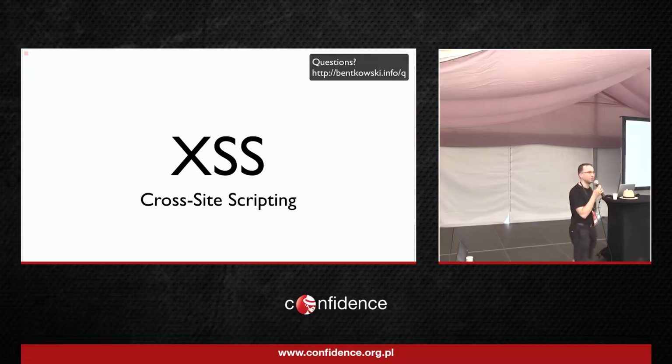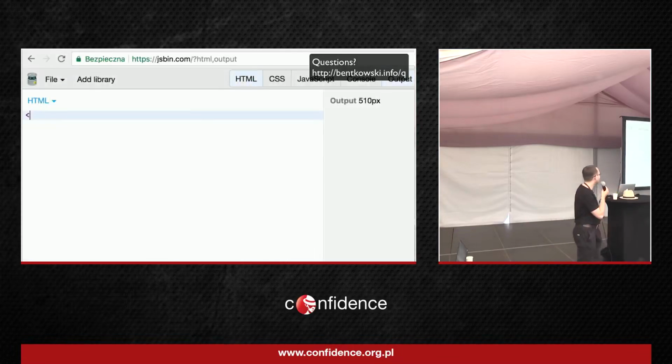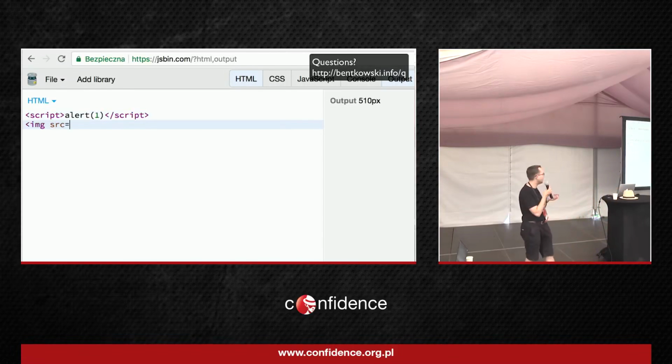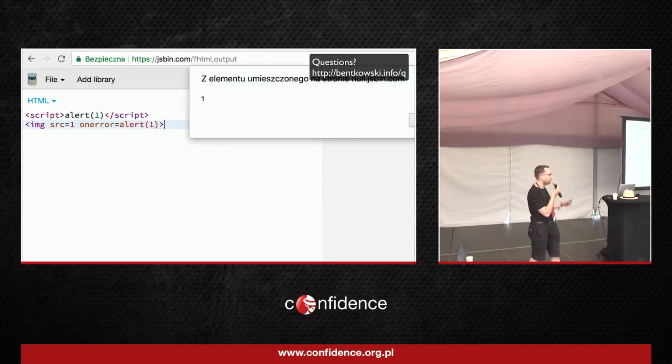I guess most of you already heard about it. XSS is a vulnerability that is most often associated with the infamous payload, either script alert 1 or image source equals 1 onerror alert 1. This is sufficient to prove that an XSS vulnerability exists. However, it doesn't at all show what you can achieve with XSS.